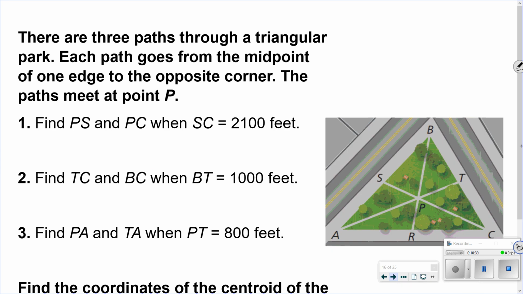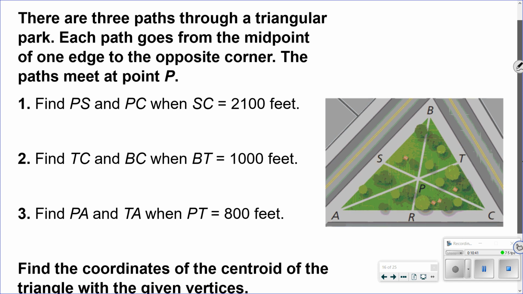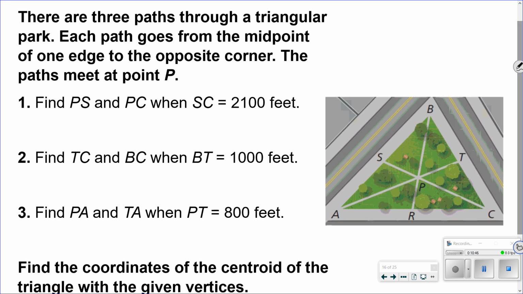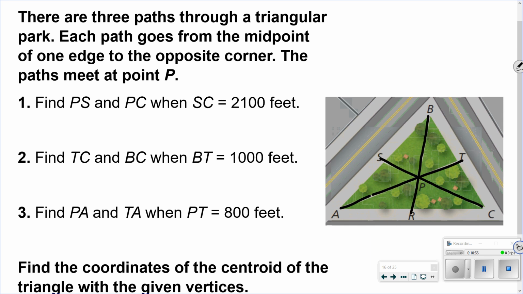Here's a little problem. It says, right, there are 3 paths through a triangular park. We got the little picture over here. Each path goes from the midpoint to one edge of the opposite corner. What that means, right, is that goes from B to the midpoint, that goes from A to the midpoint, and it goes from C to the midpoint. That makes that the centroid right there.